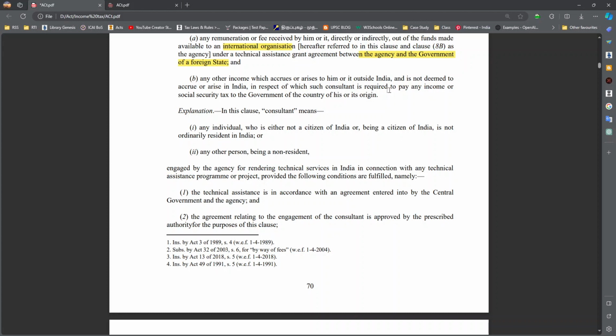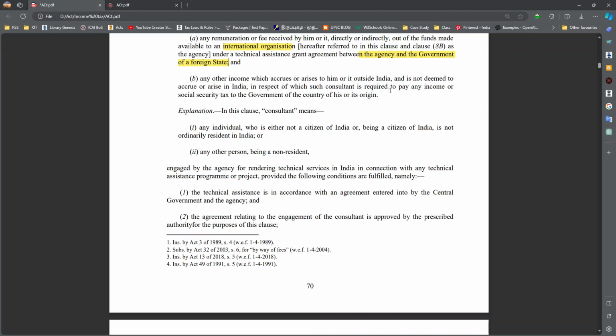Any individual who is either a citizen of India, or not being a citizen of India, is not ordinarily resident in India. The consultant can be resident, non-resident or not ordinarily resident, or any other person can also be a non-resident.